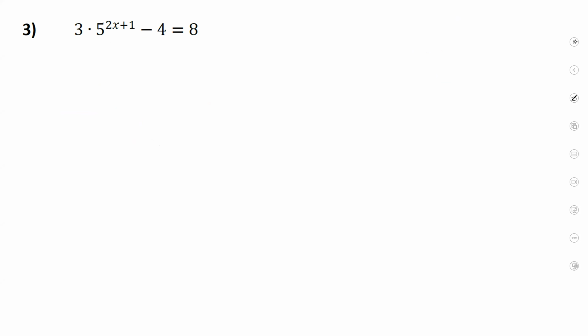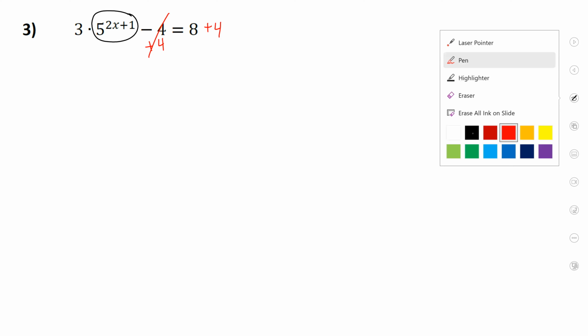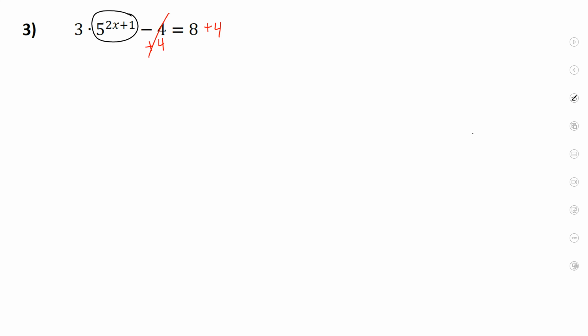All right, guys, what part is my exponential part? Yes, 5 to the power of 2x plus 1. That's the exponential part. We need to get rid of everything outside of what I just circled. So what do I do first? Addition and subtraction comes first whenever you're solving. So we're going to add 4 first. Adding comes before multiplication or division when you're solving.